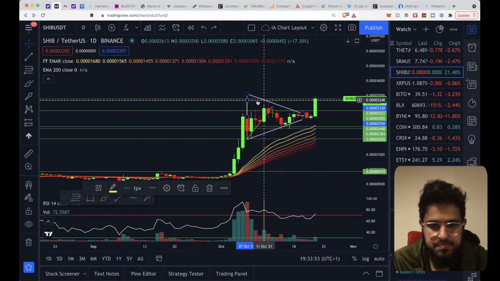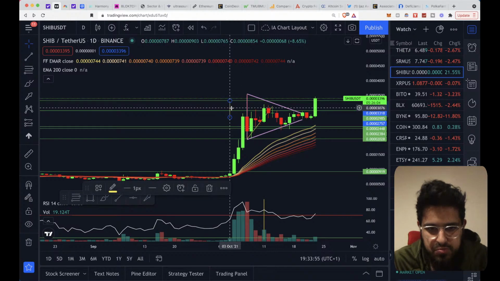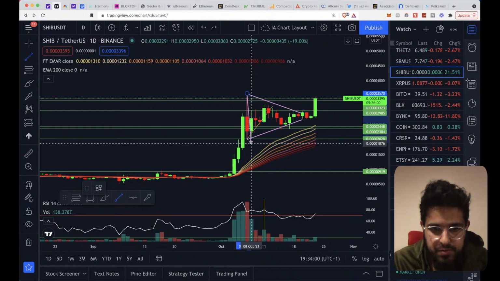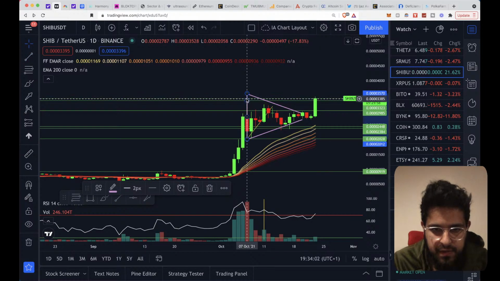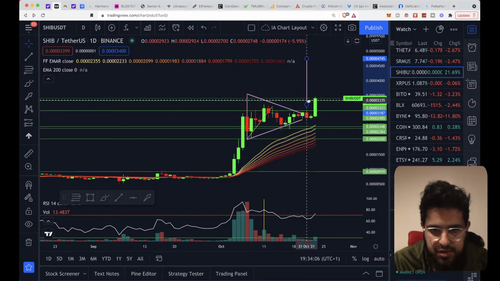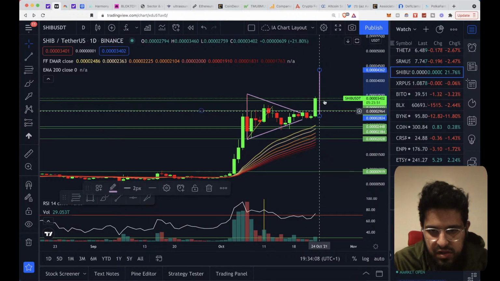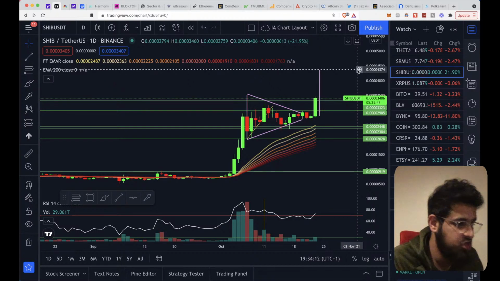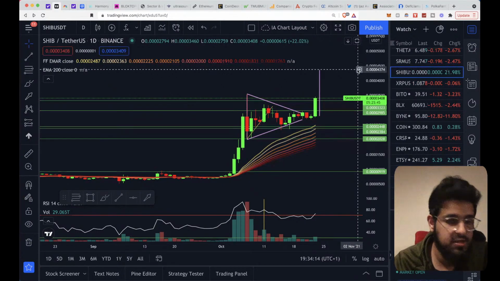Oops. Oh, I just broke my lines. What am I doing? Price target. Boom. There we go. Point of the breakout was about here. Price target, Shiba. We can get to 43.74 on Shiba if you want to follow some technicals.